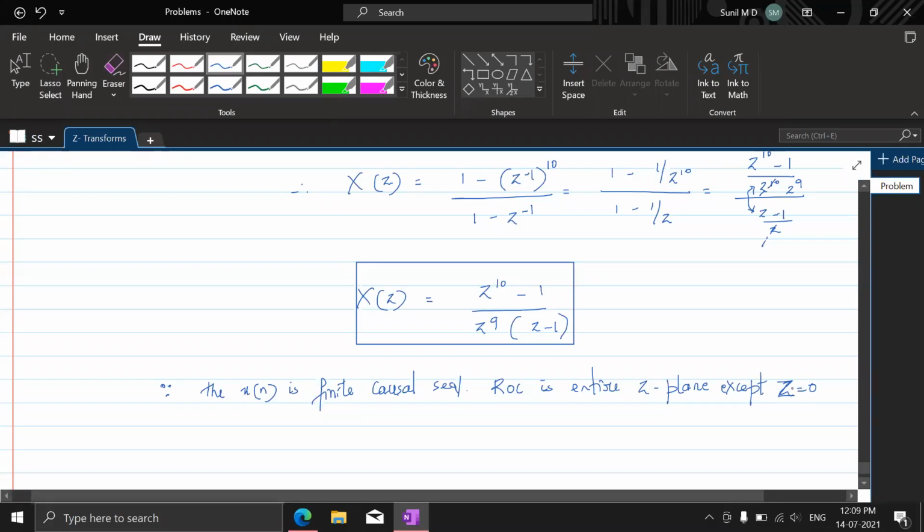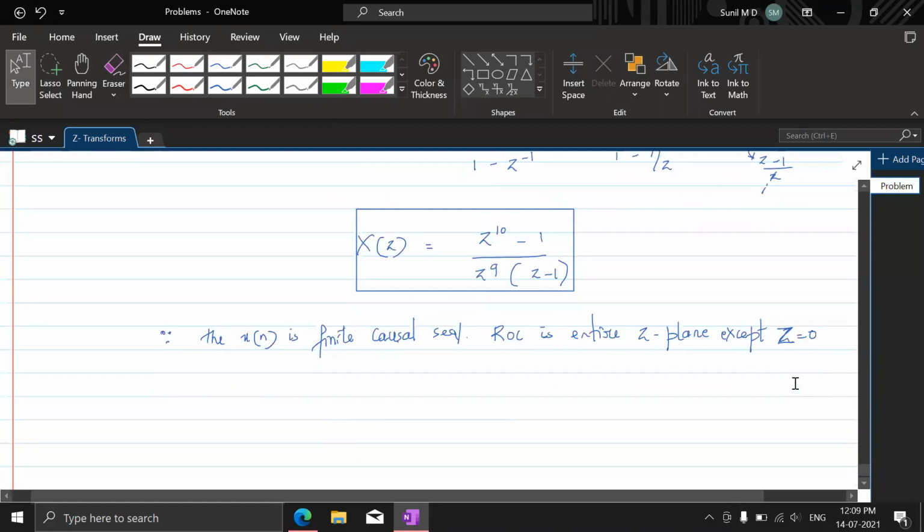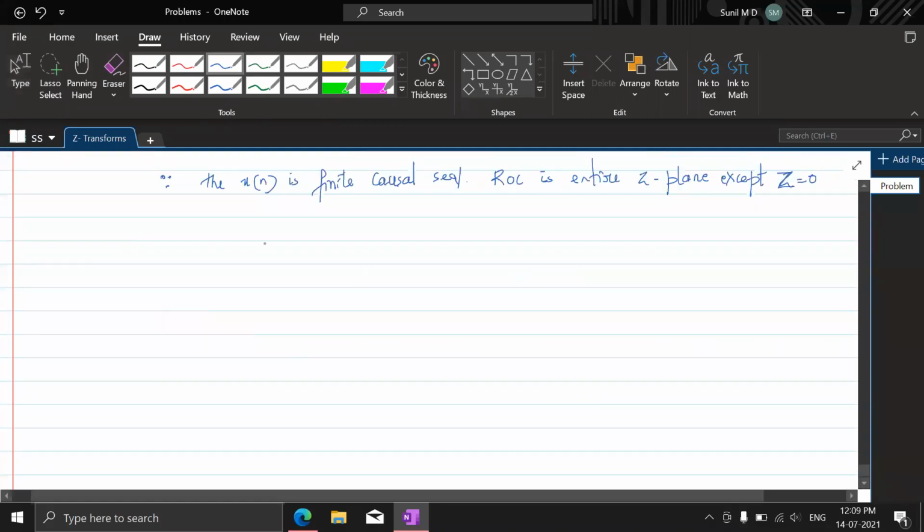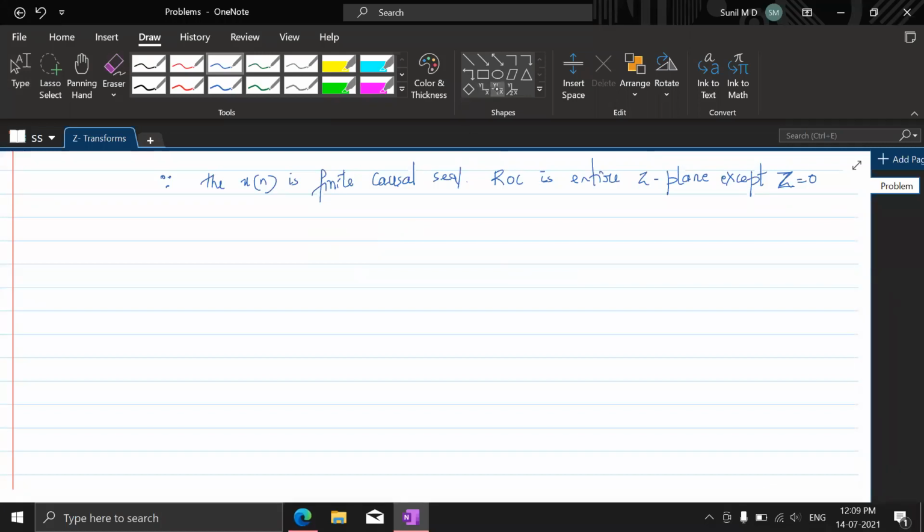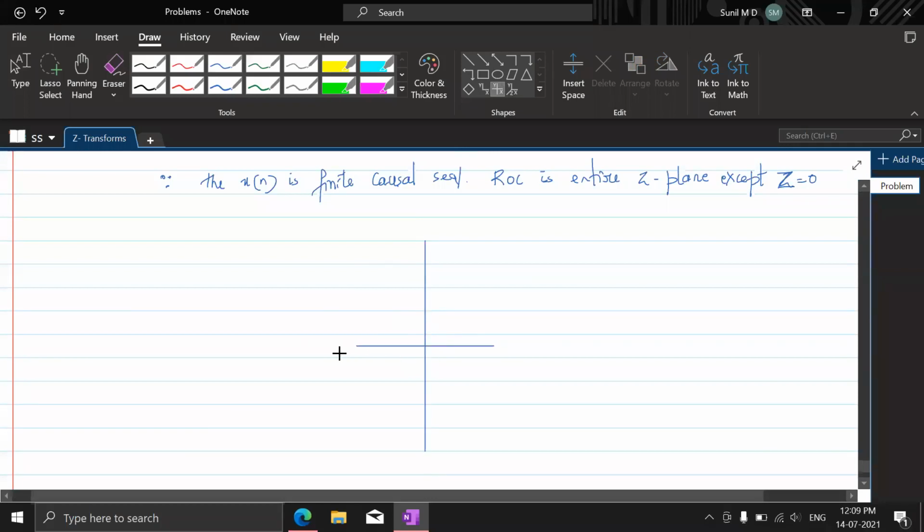So this is the ROC. So let's sketch the ROC now. For that sketching, let me just take the help of these. Fine. Then I'll take a circle from here. This is how the circle is. The circle is not very good, but still fine. Not a problem. Now see, this is the circle.